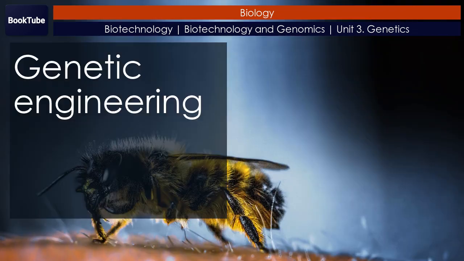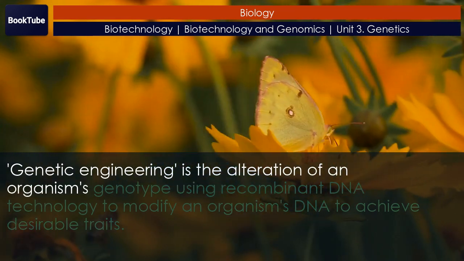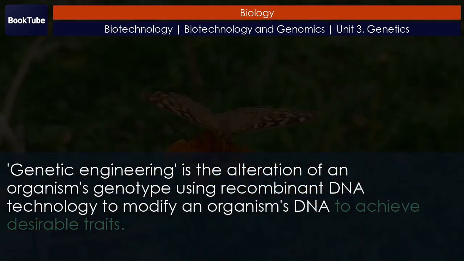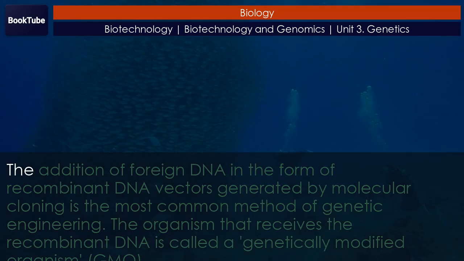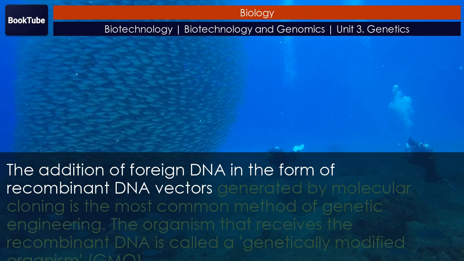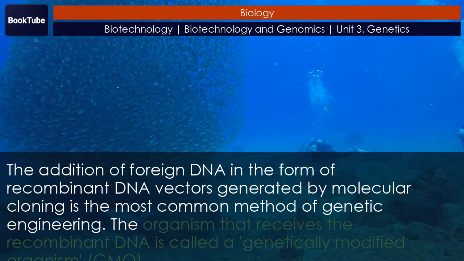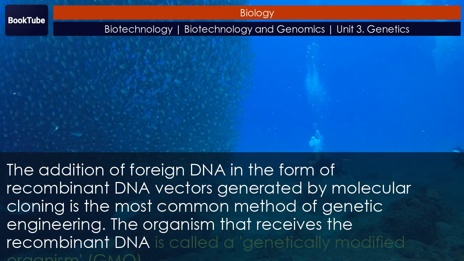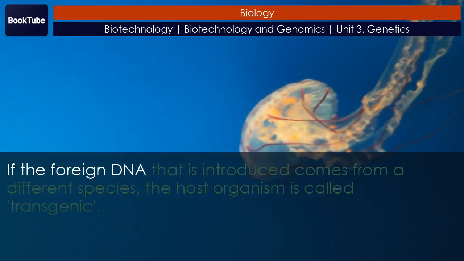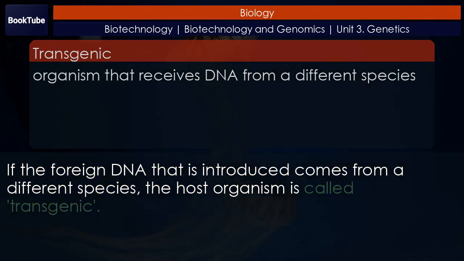Genetic engineering. Genetic engineering is the alteration of an organism's genotype using recombinant DNA technology to modify an organism's DNA to achieve desirable traits. The addition of foreign DNA in the form of recombinant DNA vectors generated by molecular cloning is the most common method of genetic engineering. The organism that receives the recombinant DNA is called a genetically modified organism, GMO. If the foreign DNA that is introduced comes from a different species, the host organism is called transgenic.